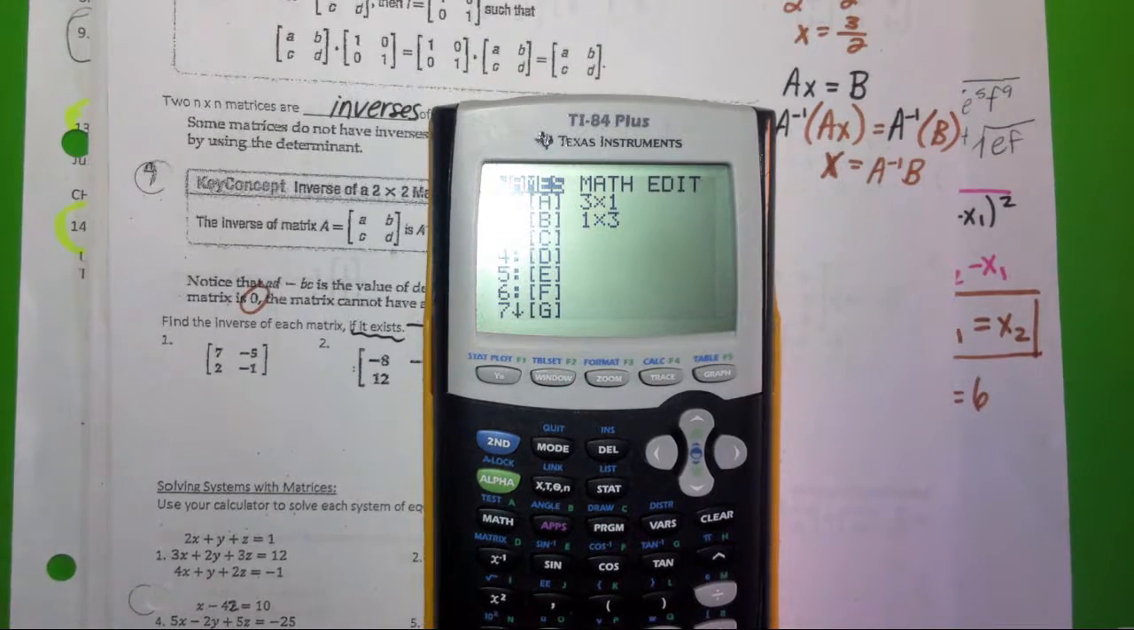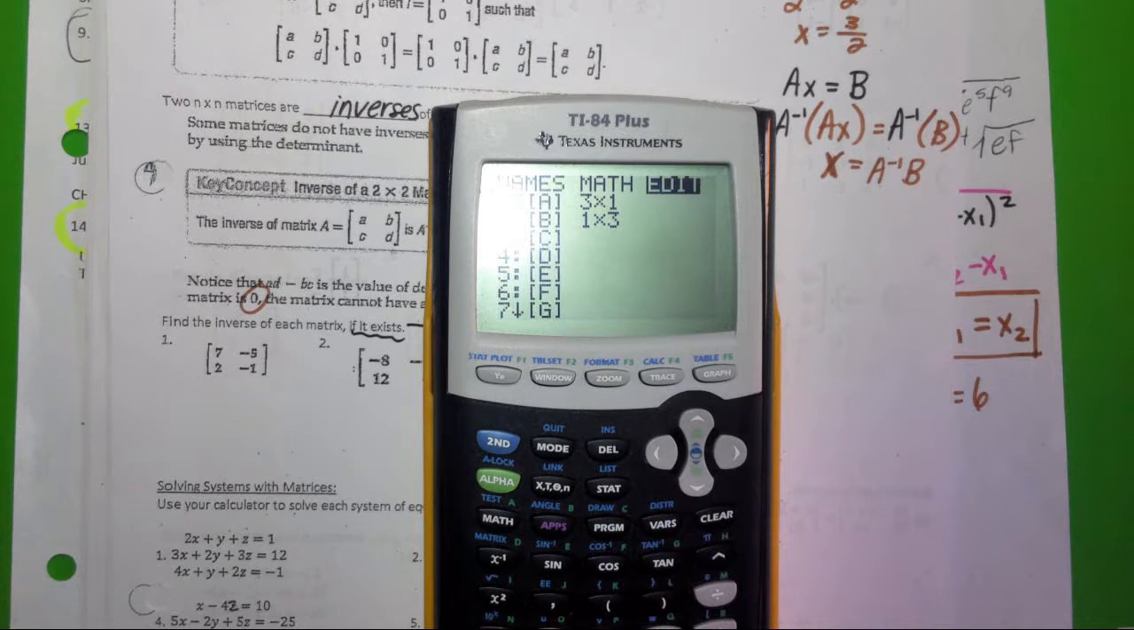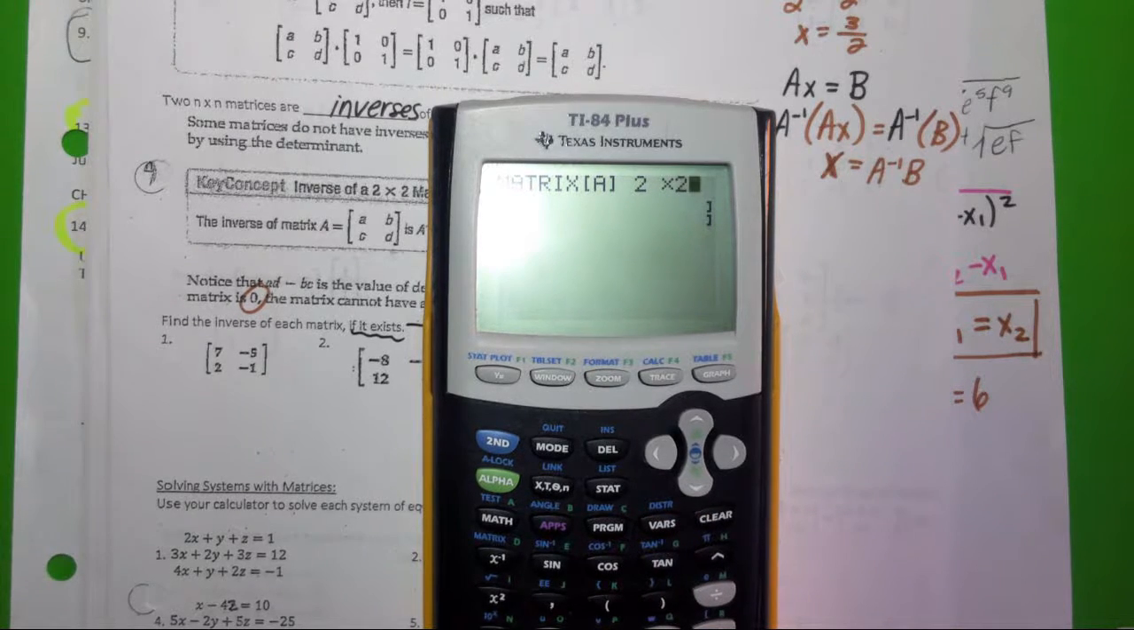Let's be overachievers and go ahead and type in 1, 2, 3, and 4 and our A, B, C, and D. Then that might make our lives a little easier. So let's edit. We want a 2 by 2: 7, negative 5, 2, negative 1.